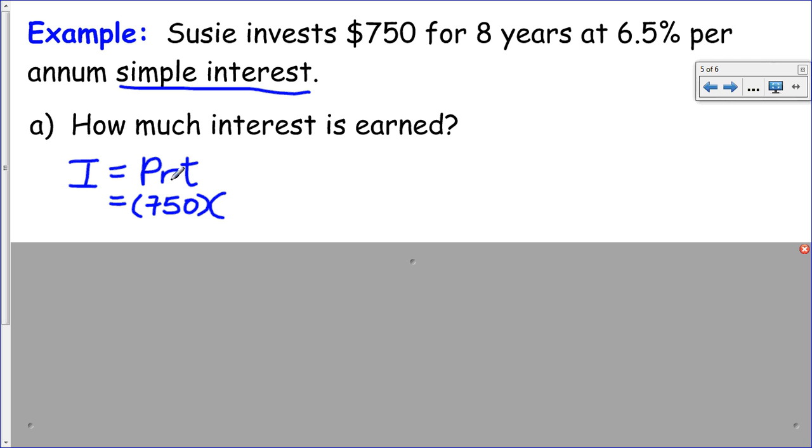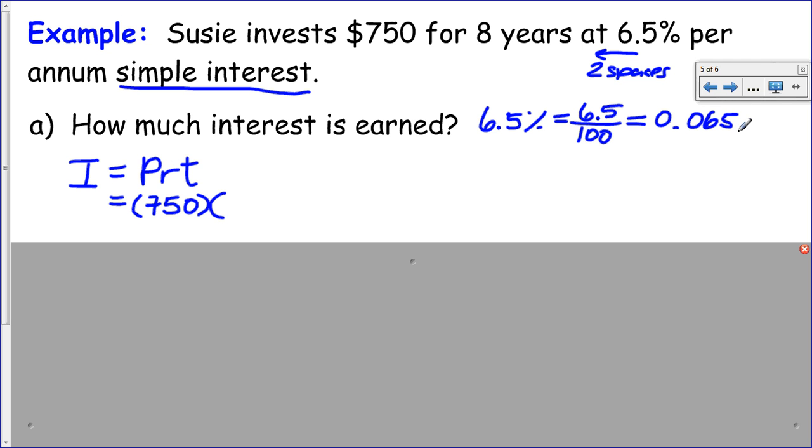Next is R, which is our rate, which is 6.5%, which is the same as 6.5 divided by 100. And if you want to do it quickly, it's the same as moving the decimal to the left 2 spaces. So this would just be 0.065. And get used to these small numbers because when you're doing money, the rates are usually small decimals. And then when you divide it by 100, it's even smaller. So it's okay to have all these zeros. And the time is 8 years. So you want to check that it's in years. And it is. So we don't have to worry about converting it to years.